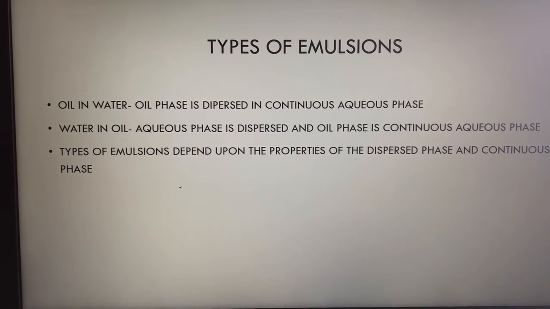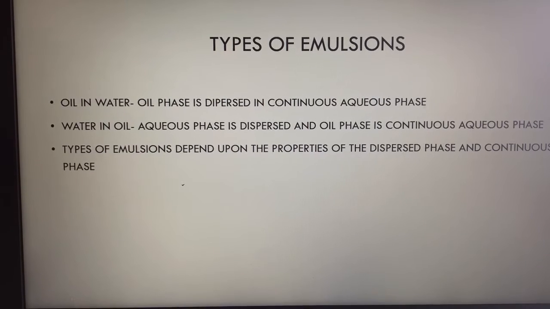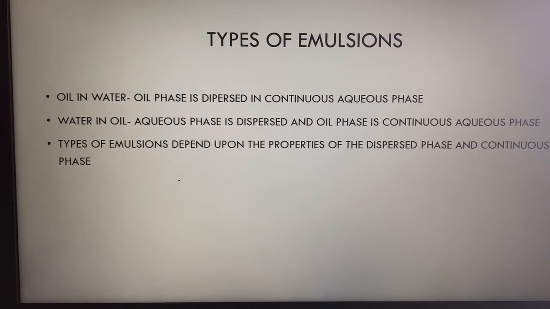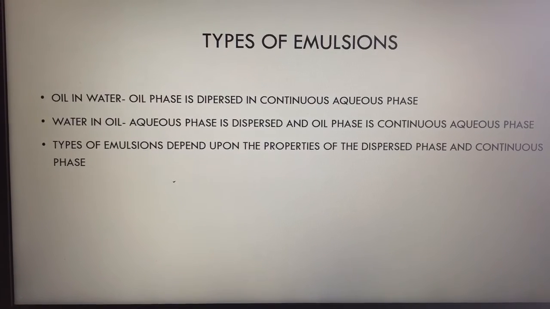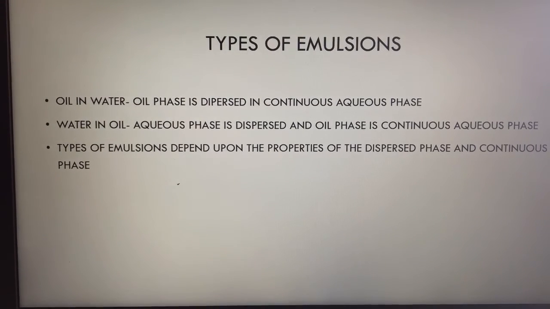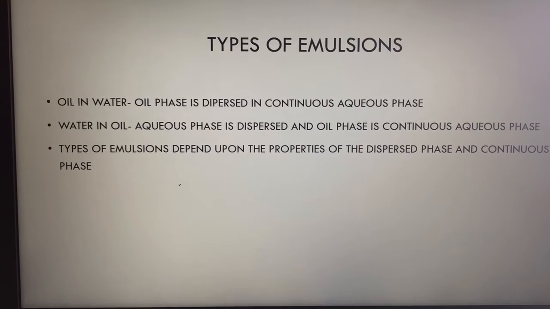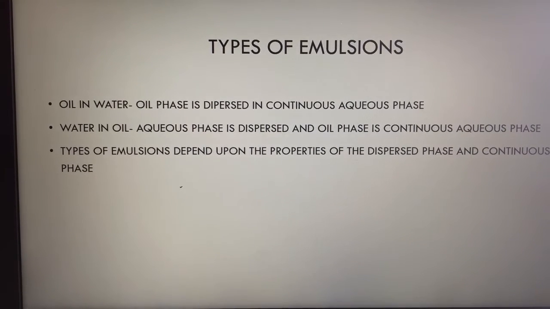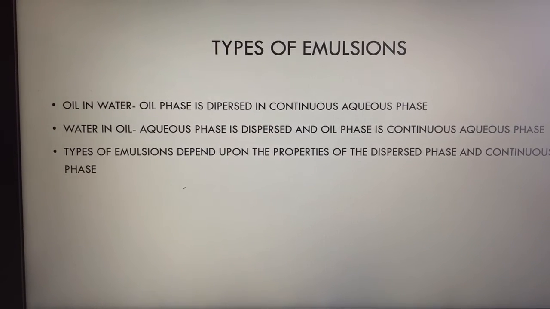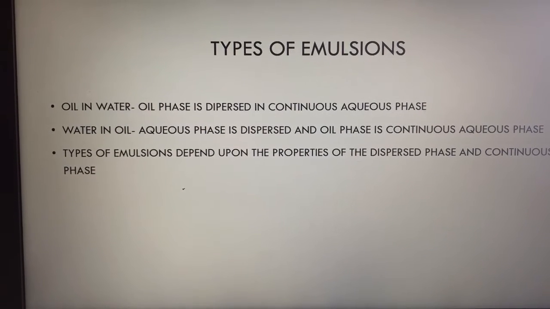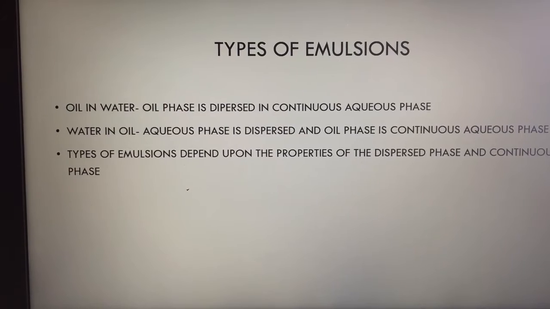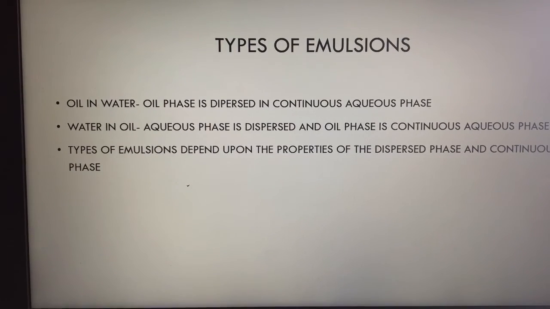So, types of emulsion. There are two types of emulsion: oil in water and water in oil. In oil in water, the oil phase is dispersed in a continuous aqueous phase, and in water in oil, the aqueous phase is dispersed and the oil phase is continuous. The type of emulsion depends upon the properties of the dispersed phase and continuous phase.